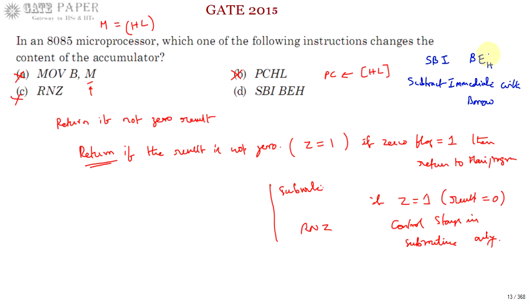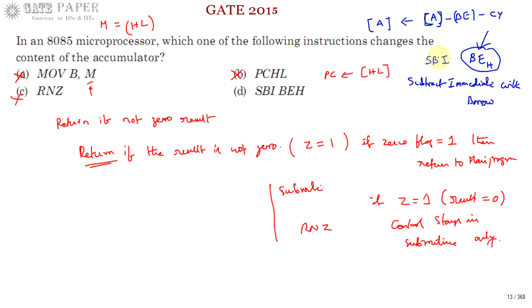Whatever the immediate number is, the data should be subtracted along with borrow. From what? From the accumulator, implicitly. So this instruction assumes the accumulator is the operand to be used implicitly. It subtracts BE from the contents of the accumulator along with borrow. Borrow is nothing but the carry flag only, and the result is going to be stored in the accumulator.